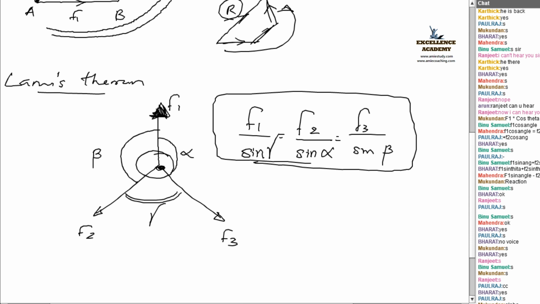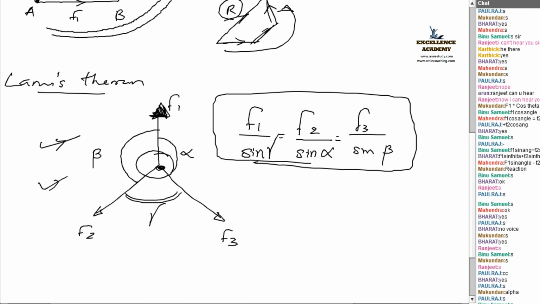That is, if three forces acting on a point are in equilibrium, each force will be proportional to the sine of the angle between the other two forces. This is called Lami's theorem. In this way also we can find the forces F1, F2, F3. If I know F1 and F3, I can easily find F2 with the help of Lami's theorem. Is it clear to all? Okay, fine.